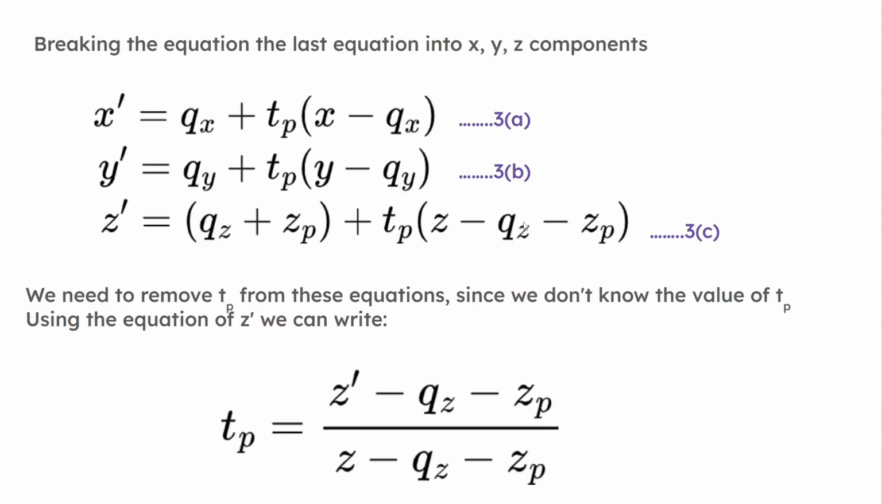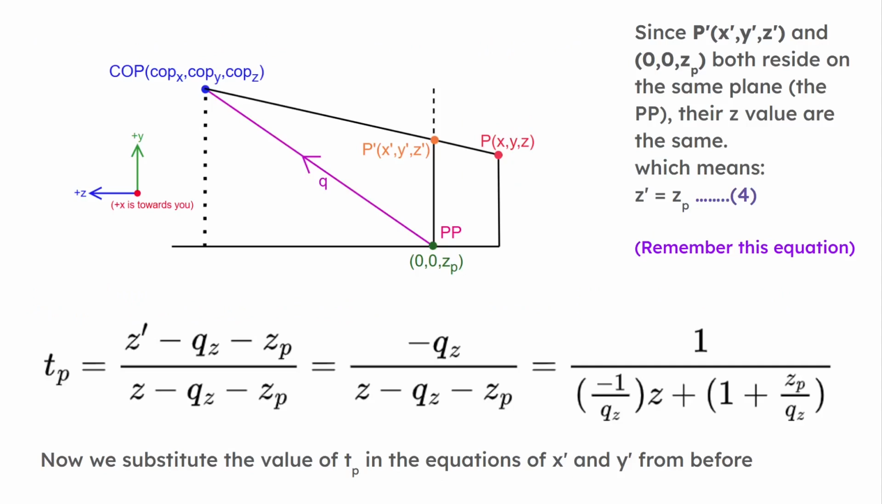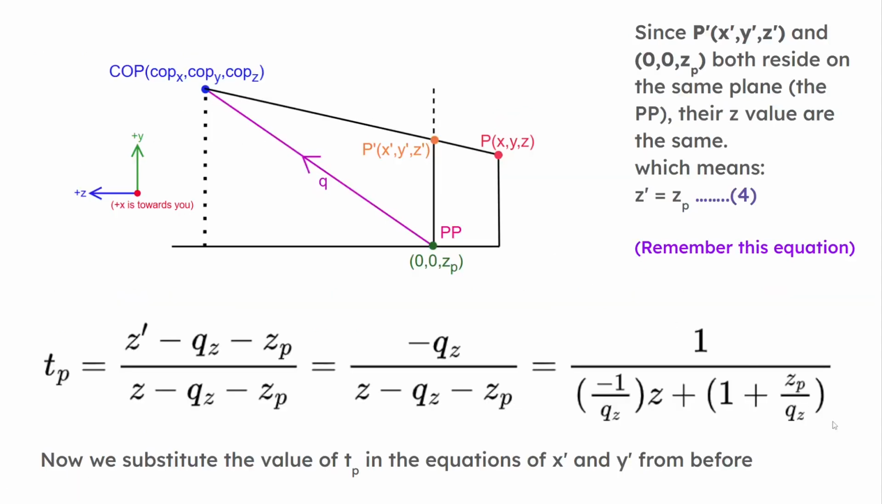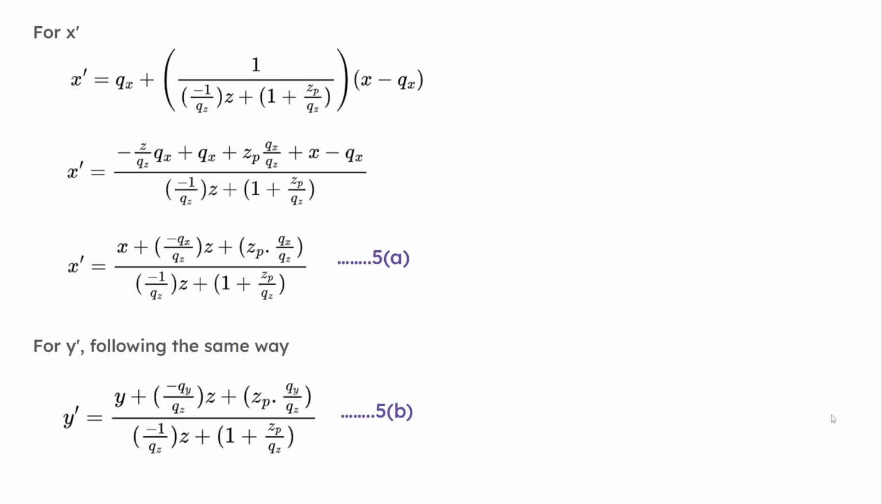So our initial target is to calculate these 3 values. If we know zp, we already know z prime. So all we have left is to calculate the value of x prime and y prime. We have got this equation for tp, which is 1 divided by this big term. We can now substitute the value of tp into the equations for x prime and y prime. So we replace this tp with this big value, and we do this only for x prime and y prime. So in the x prime equation, we replace tp with this big term.